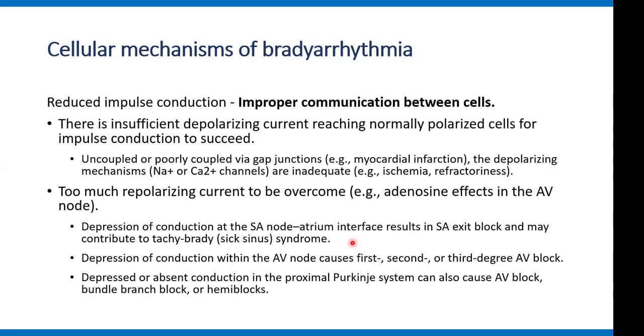So you can have that in SA exit block, and that contributes to tachycardia syndrome. Okay, the SA node produces the impulse, but then it doesn't get to the atrial muscle. Okay, then there's also depression of conduction within the AV node itself, and that is where adenosine effects in the AV node sort of happens. Okay, then we can have second degree or third degree AV blocks also occurring. Okay, then sometimes there's absent conduction in the Purkinje system. Okay, so we have that in bundle branches and then hemi blocks occurring.